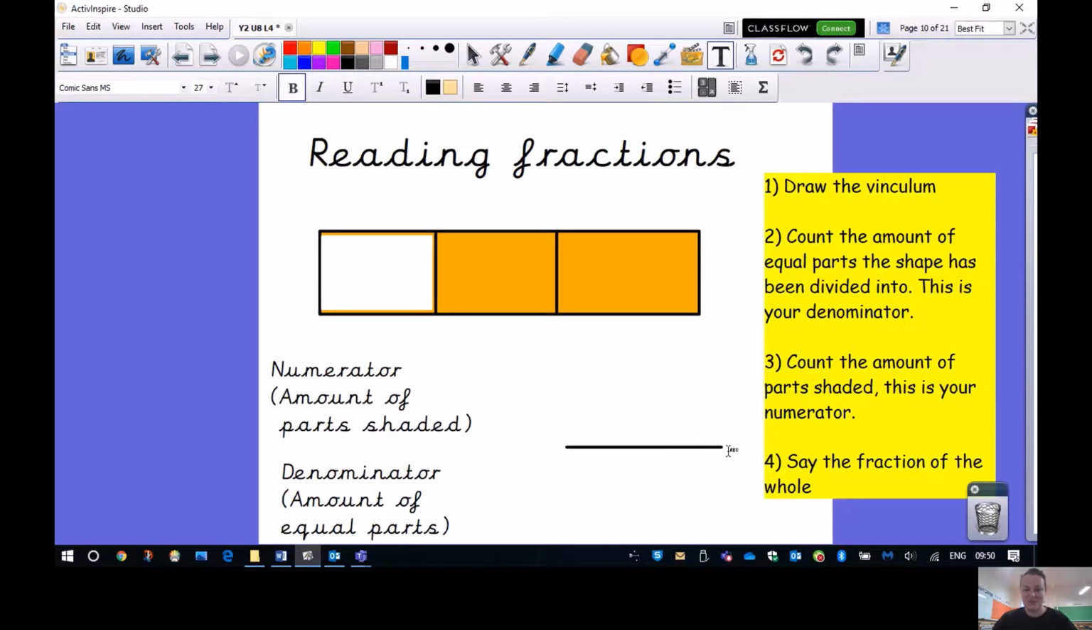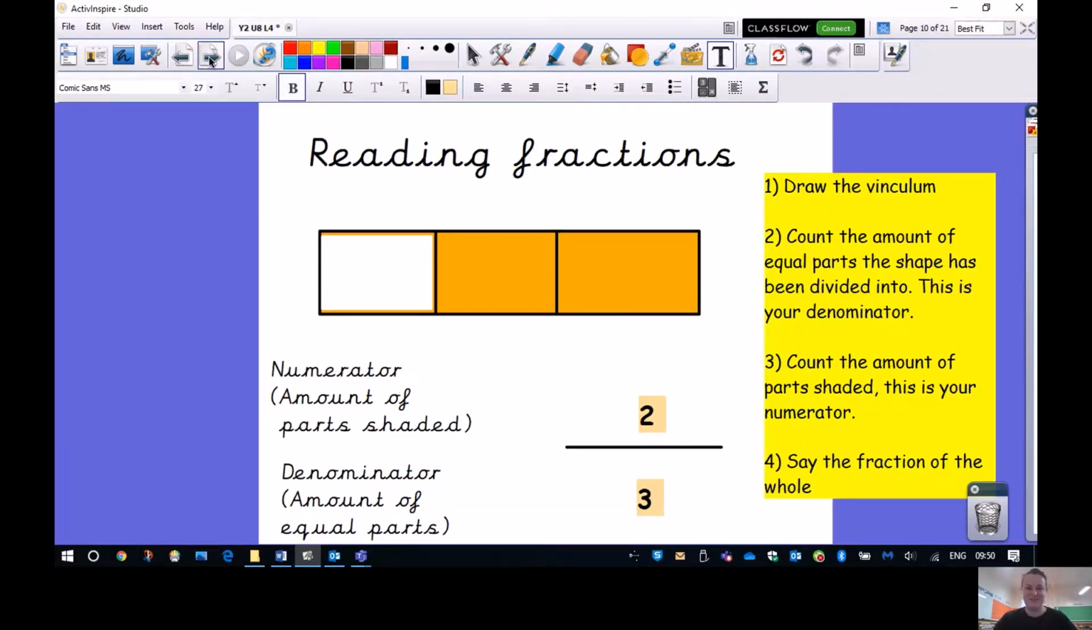Let's read this fraction. Draw the vinculum. Count the amount of equal parts. 1, 2, 3. How many has it been divided into? 3. My whole has been divided into 3. How many of those parts have been shaded? 1, 2. My numerator is 2. Numerator 2, vinculum, denominator 3. I say it as a whole, 2 thirds.